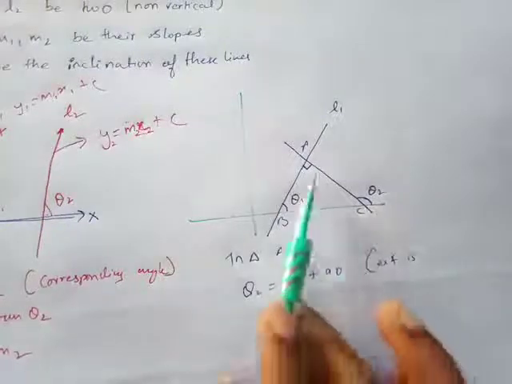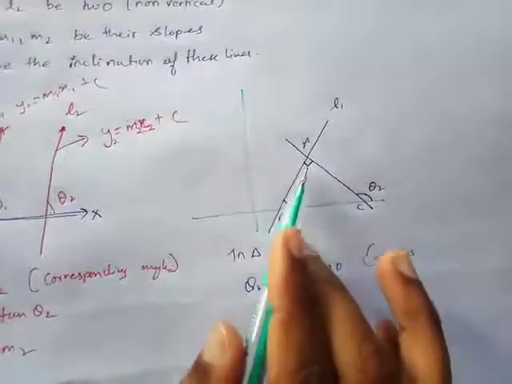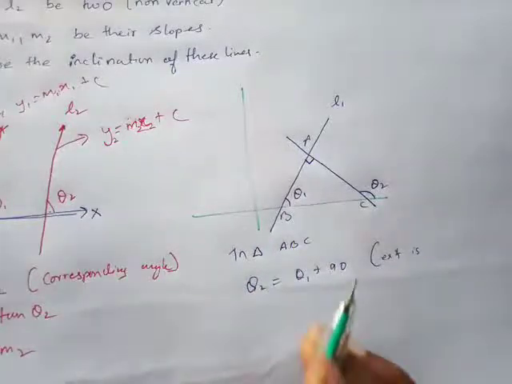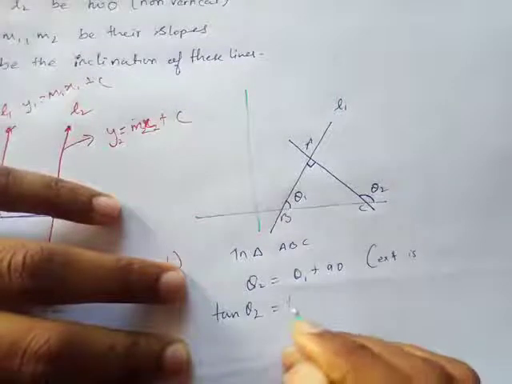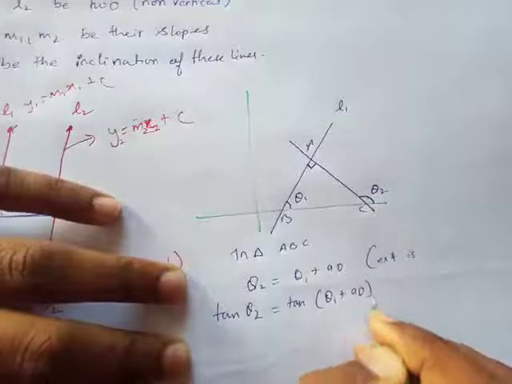The exterior angle is equal to the sum of the two interior angles on the opposite side. That's why I wrote this. If I take tan on both sides, theta 2 equals theta 1 plus 90. Do you agree?